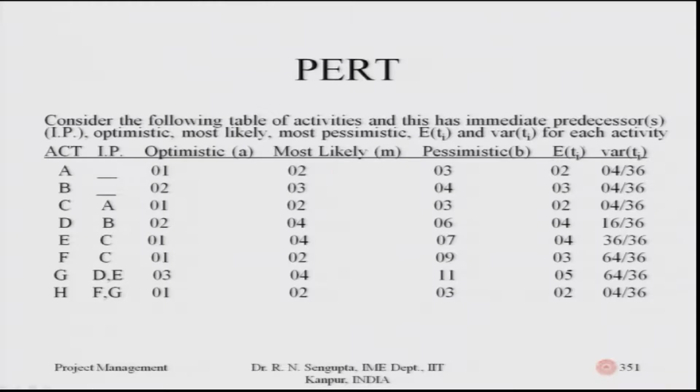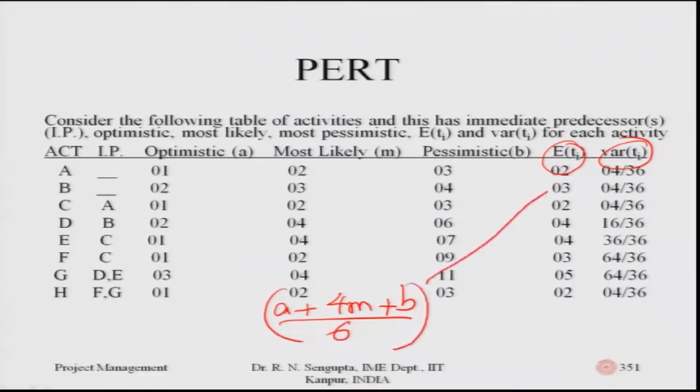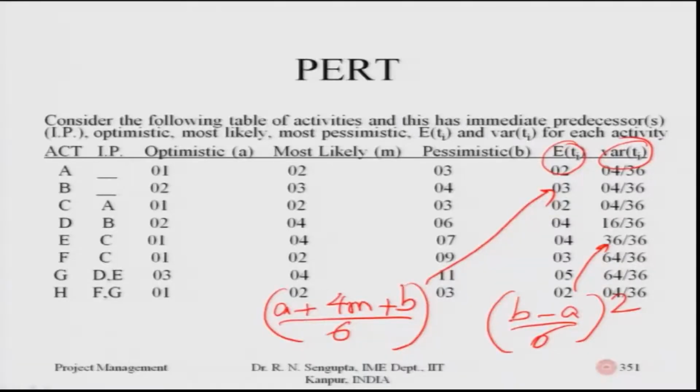So, now I need to find out the expected value and the variance. The expected value is A plus 4M plus B divided by 6. If I want to find out the variance, it is B minus A divided by 6, whole square. Variance and the expected value have already been calculated and they are given in front of you. So, I am not going to do the calculation, please pause, see the 351st slide, and given the A column which is the third column, B column which is the fifth column, and M column which is the fourth column, do the calculations to find out the expected value and the variance.